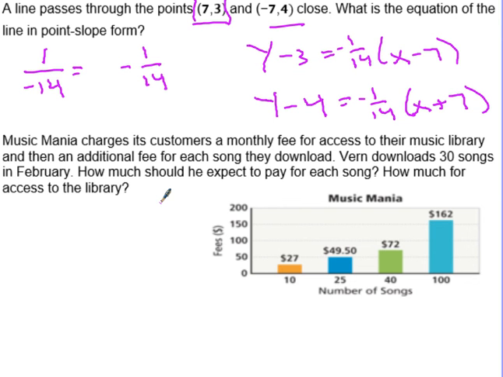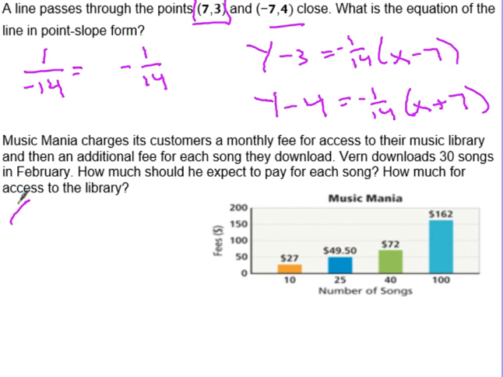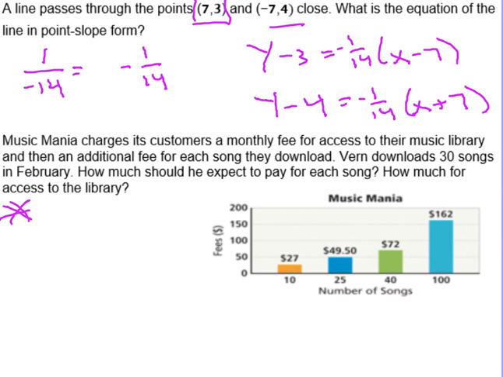Okay, so finally, here's what I want you guys to do. I'm actually extending the independent practice. So I want you to do this problem as independent practice and see how you do. And then I want you to do this problem that's in the independent practice and see how you do. And that's it.